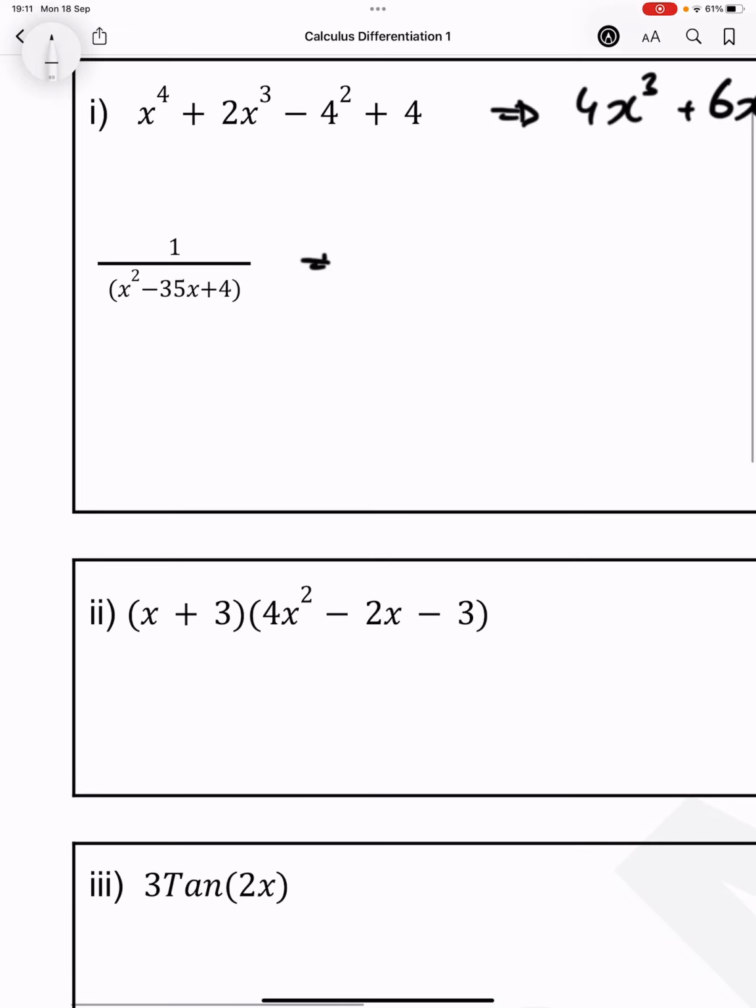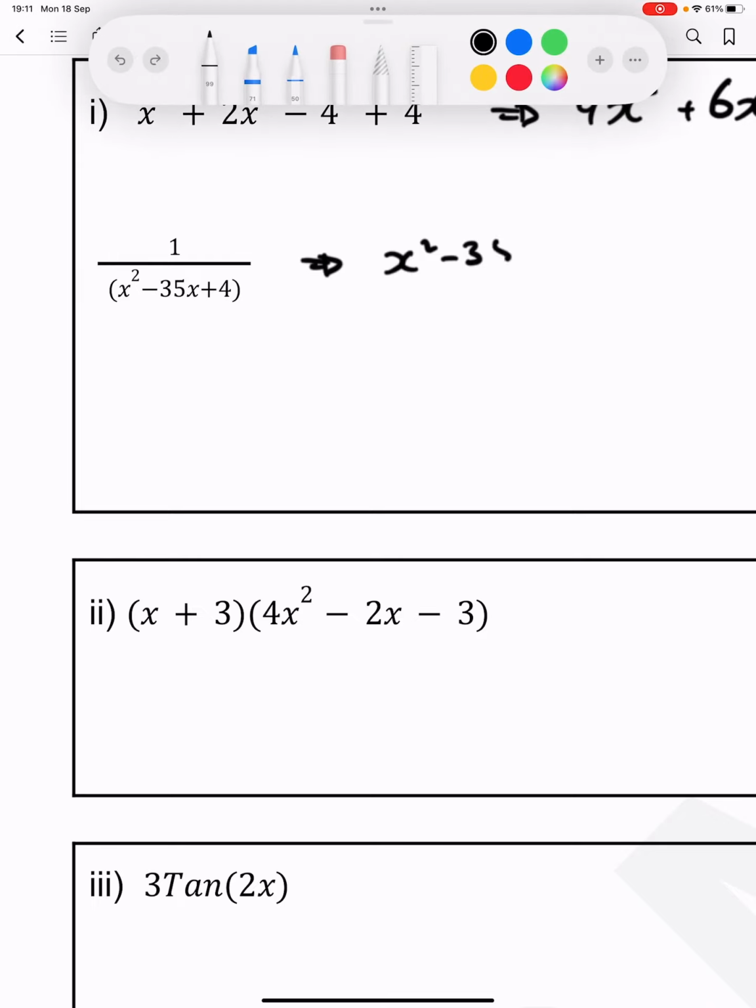This one here, again 1 over a bit. You can either use the quotient rule or write this as x squared minus 35x plus 4 to the power of minus 1. That's probably how I'll go, and then use the chain rule for that, which is du/dv times dv/dx. So the inside outside rule.